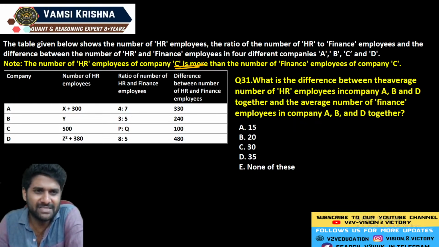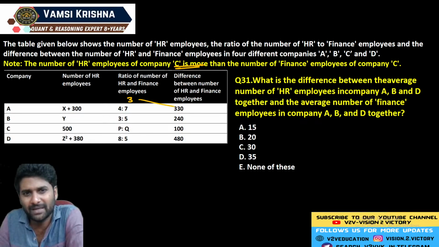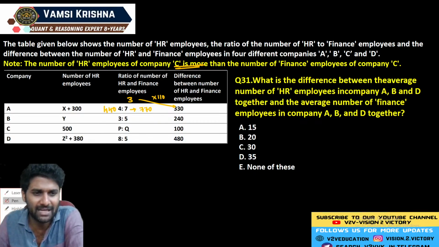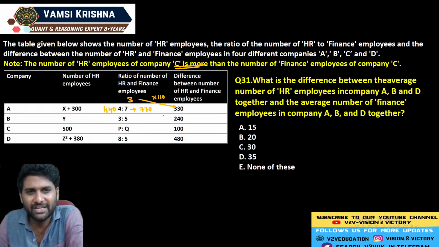See, there are companies A, B, C, D. The number of HR employees is already given, the ratio of the number of HR to finance employees is given, and the difference. Guys, simple terms. The difference between 4 and 7 is 3. Now 3 becomes 330, so each unit is multiplied by 110. So how many finance are there? 770 is the finance value and 440 is the HR value. Hope you understand the calculation part. Now see, 3 is to 5, 8 units. 8 becomes 240, each unit is 30. The number of finance is exactly equal to 150.